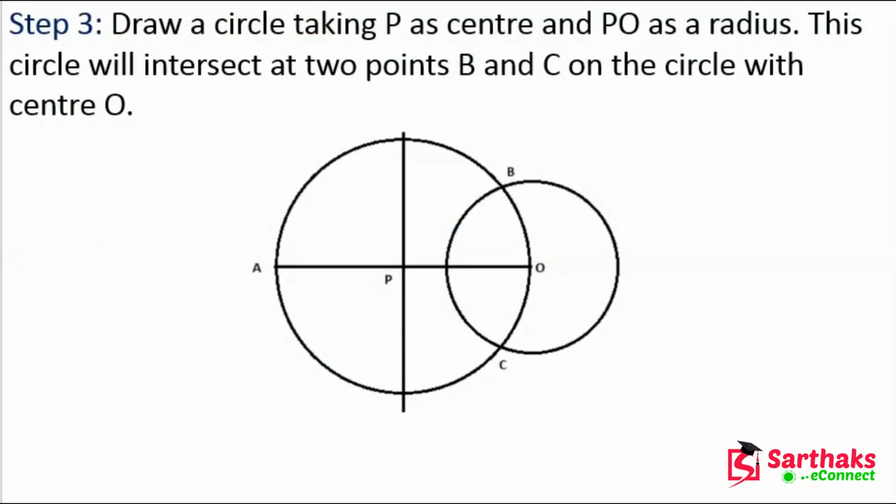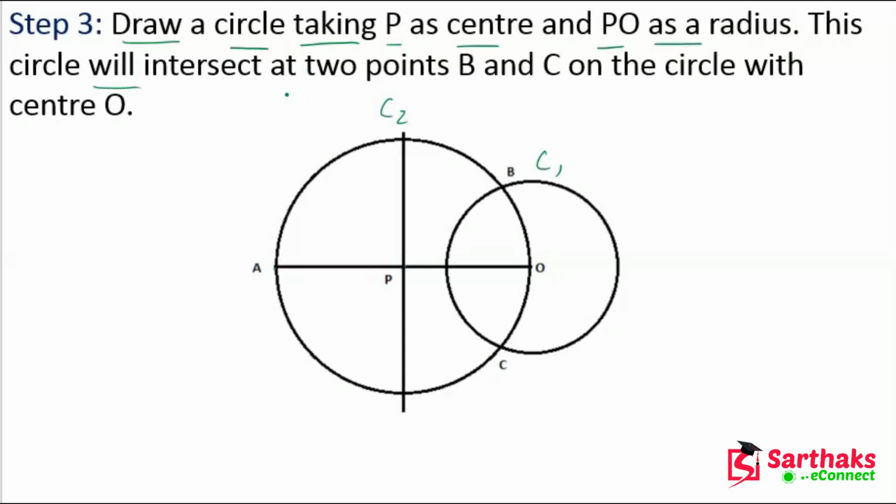Step number 3 is draw a circle taking P as the center and PO as a radius. Now we place the pointer of the compass at point P, open its mouth and place the needle of the pencil at point A. So this will become the radius AP, and with the help of this we draw a circle like this. So this will become a second circle. This is C2 and this is C1. I hope you understand these things.